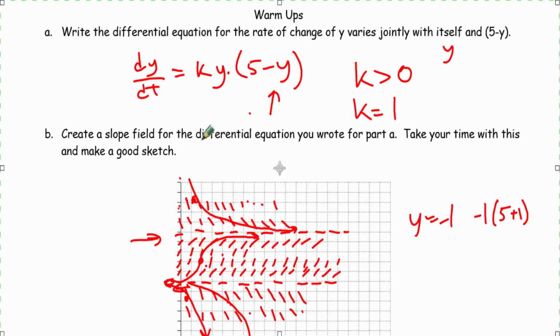So that's the idea. Like when we make these slope fields, this is what's considered logistic growth. This picture right here. So the idea behind this is you have anything that varies jointly with itself and some other number that will always take the form of logistic growth. And this number right here is called the carrying capacity.